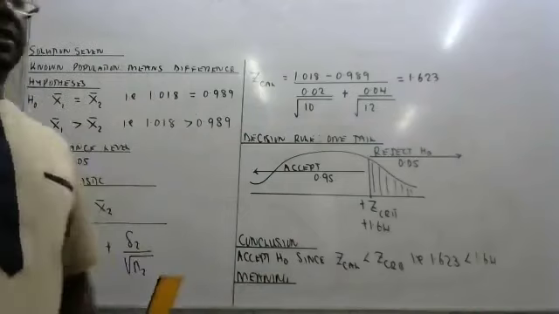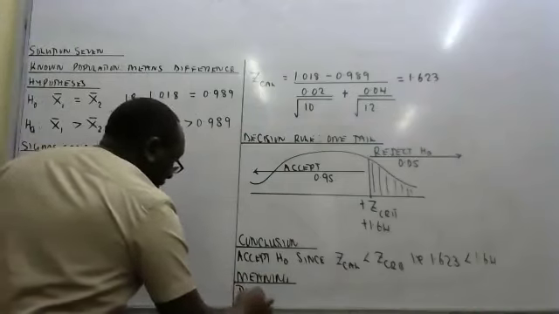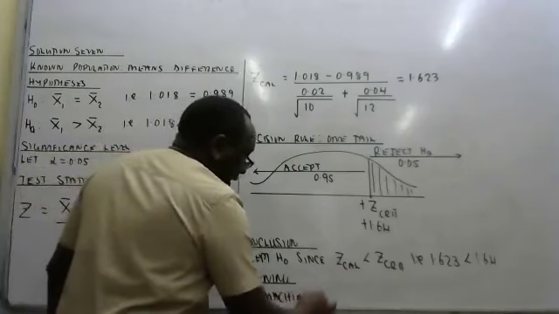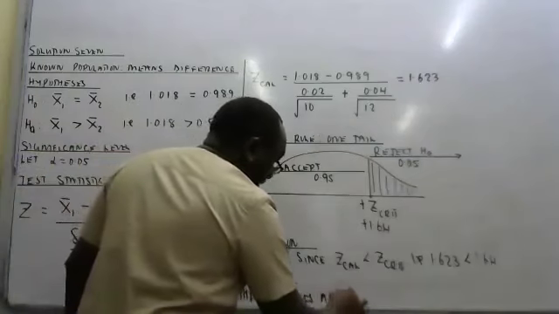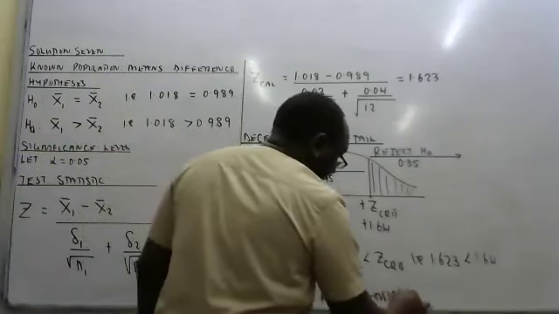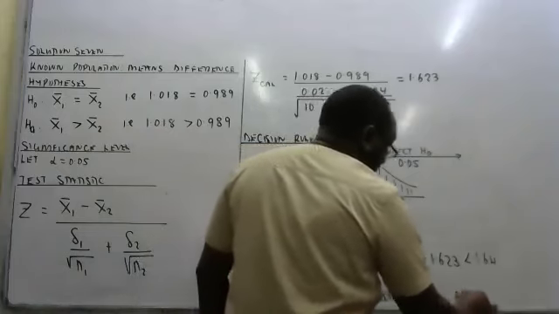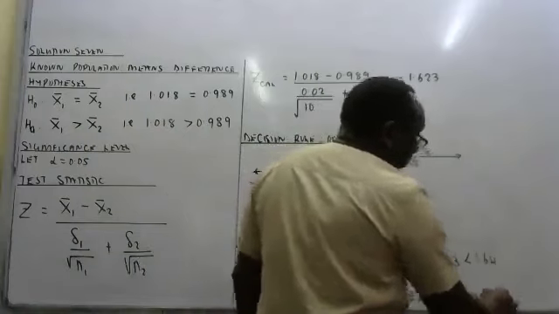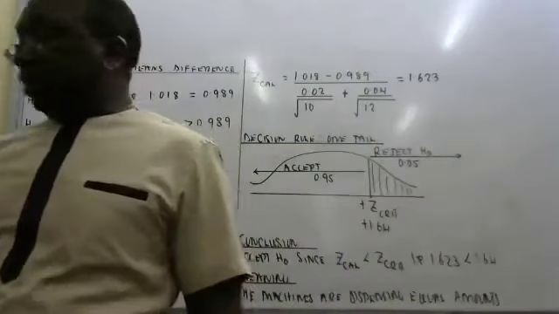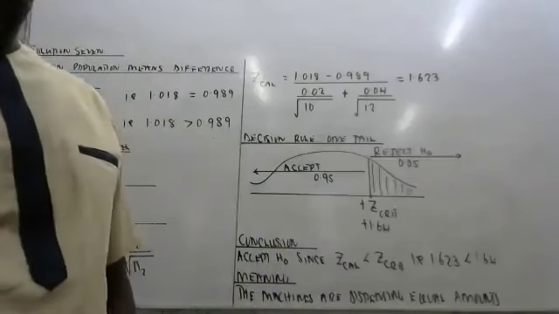So what that means is that the two machines are dispensing equal amounts. So they are the same, equal amounts. They are dispensing equal amounts of sugar.